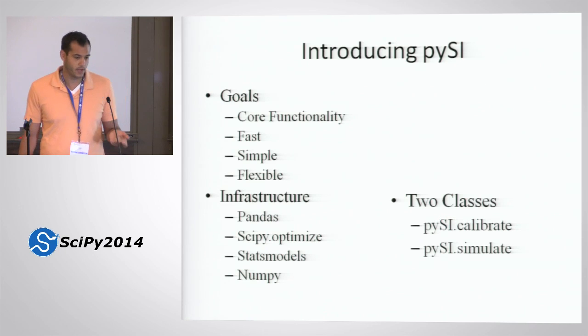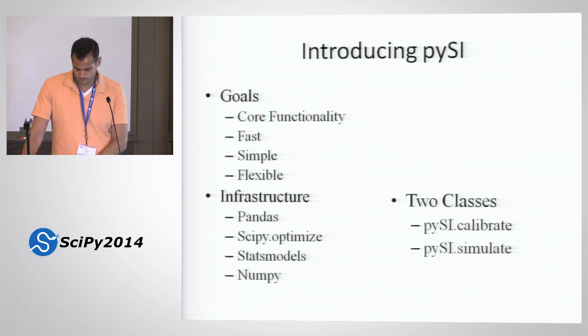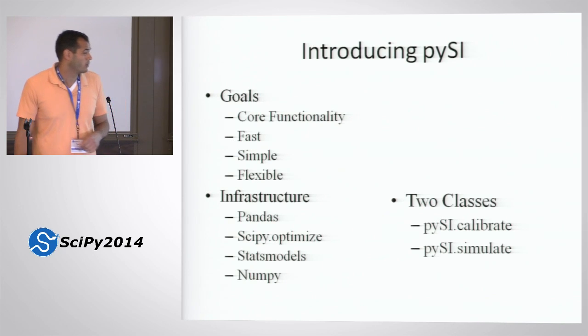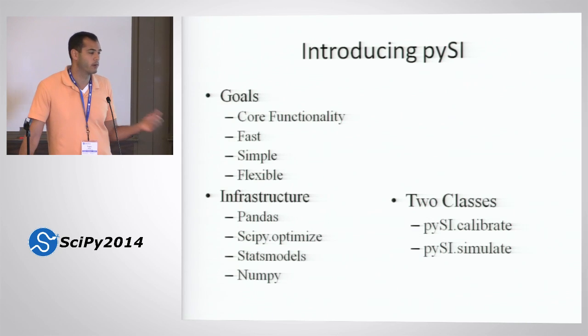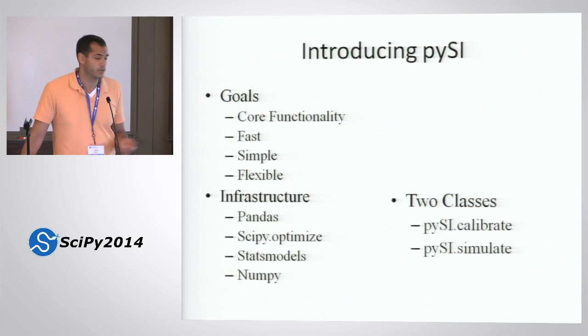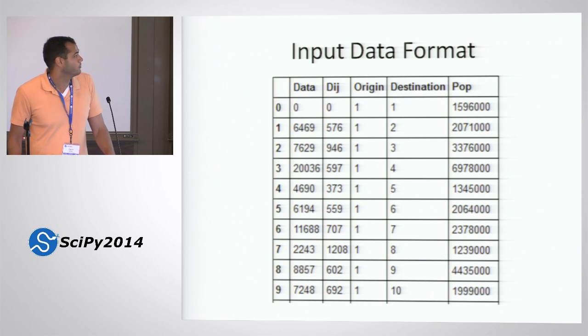So I built it on top of Pandas. The input data uses a Pandas data frame. I use SciPy to carry out the optimization of the log likelihood functions, statsmodels for the regression, and some NumPy for basic math on arrays. I ended up with 2 classes, which I called pySI.calibrate and pySI.simulate, to differentiate between calibrating a model versus predicting flows. And just real quick, the input data format is this data frame.